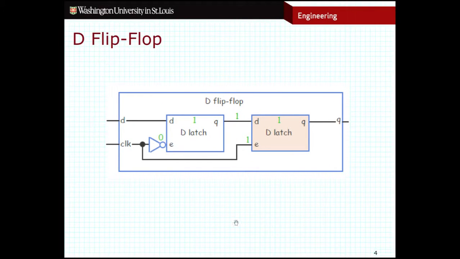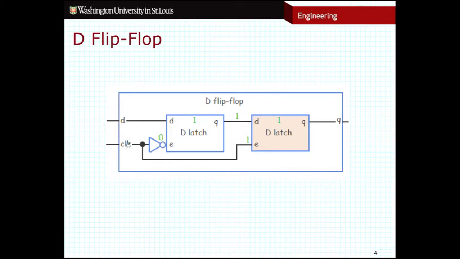A D flip-flop is going to make our lives a lot easier when we start working with these more complex, more synchronized circuits. You can see that a D flip-flop is simply two D latches wired together. That's it. So we just saw these two D latches. There is an inverter down here as well. Let's take a look at how this actually works.